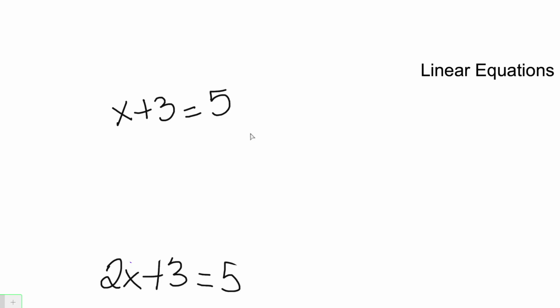So linear equations mean that the variable, and I'll explain that in a moment, is only to the power of 1. Okay, you don't see the 1 in algebra. Ones aren't always written. It is understood that it is 1. Okay, so this x doesn't have a power, but it is a power of 1. So that's what makes it a linear equation.